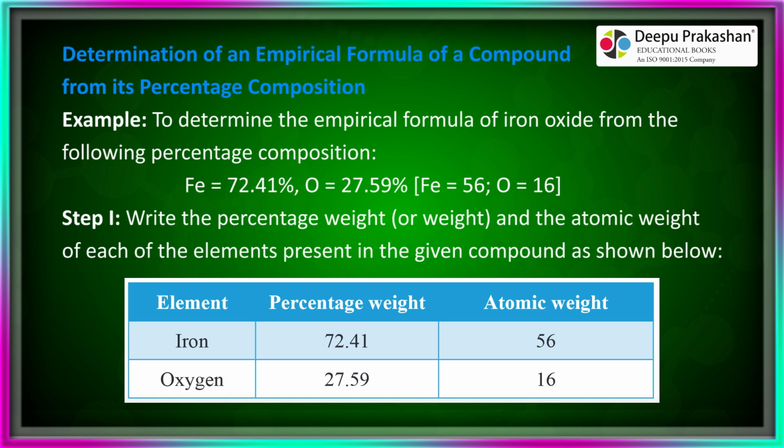Example: to determine the empirical formula of iron oxide from the following percentage composition: Fe = 72.41%, O = 27.59%, Fe = 56, O = 16. Step first. Write the percentage weight and the atomic weight of each of the elements present in the given compound as shown below.